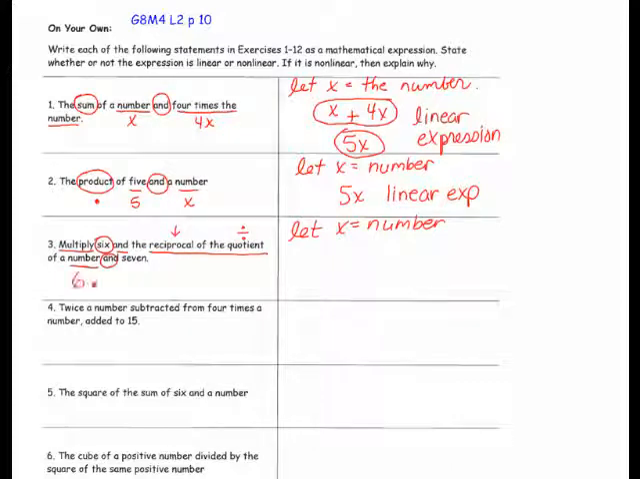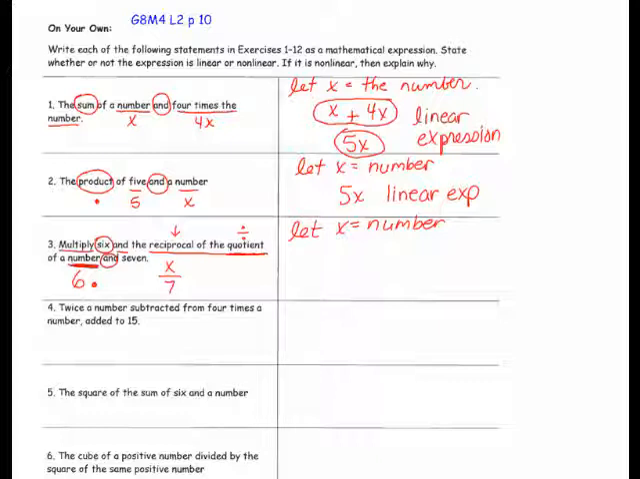I'm going to multiply by the reciprocal of the quotient of the number and 7. So first, I'm going to write the quotient of the number and 7. Quotient means division. The number and 7. The first item goes in the numerator, and I'm going to divide that by 7. So that is the quotient of a number and 7.